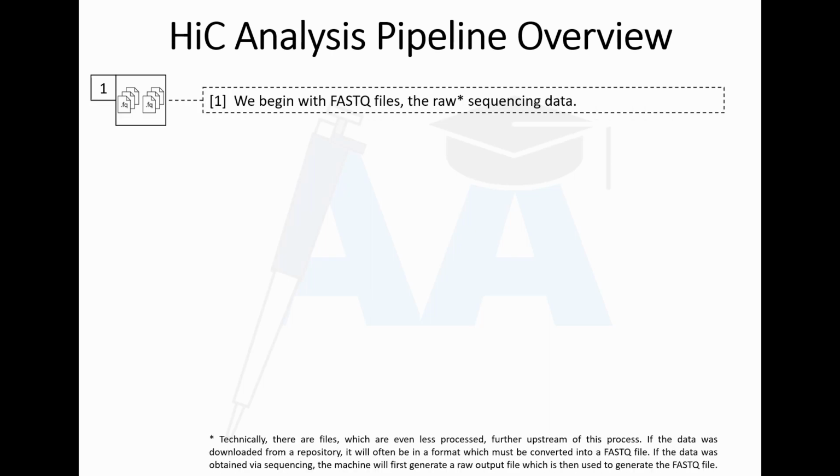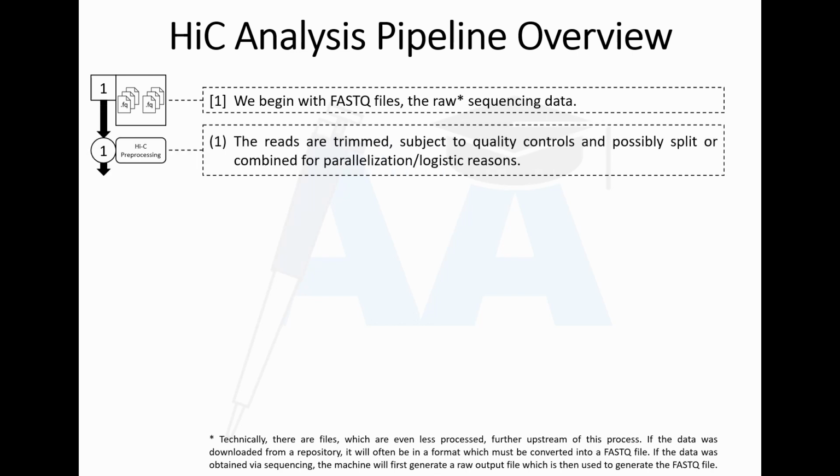We begin with the FASTQ files, which contain the raw unprocessed reads. The reads undergo pre-processing, typically involving quality control filtration and trimming, as well as logistical steps like splitting the data up for parallel processing on multi-threaded computing clusters.